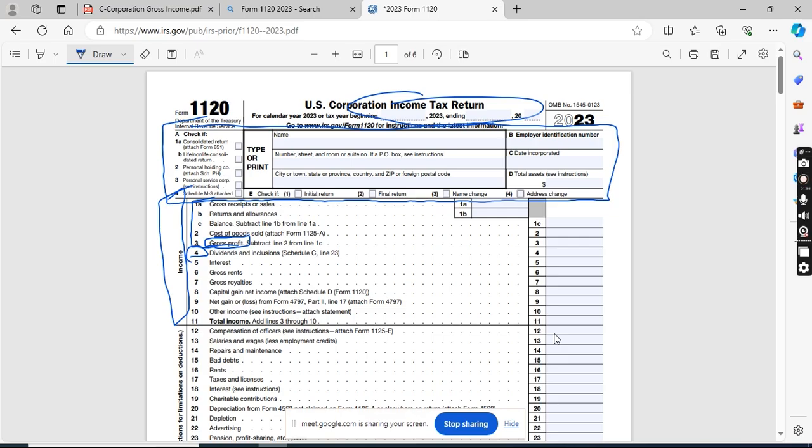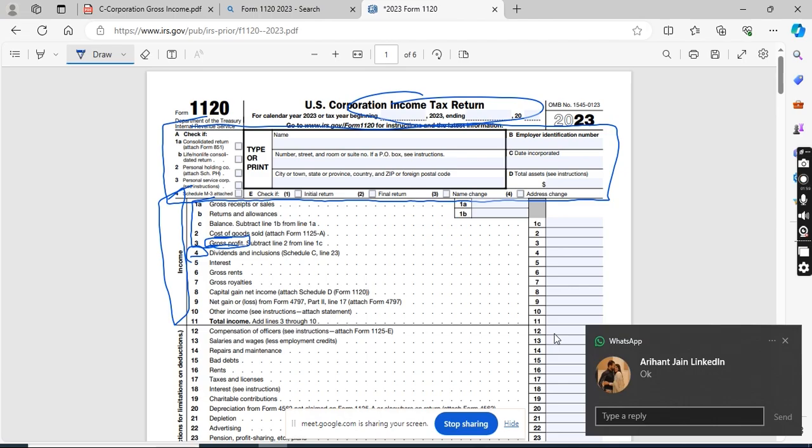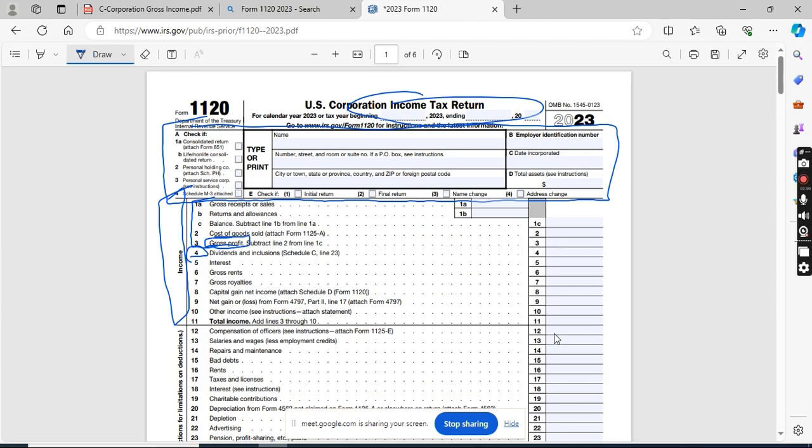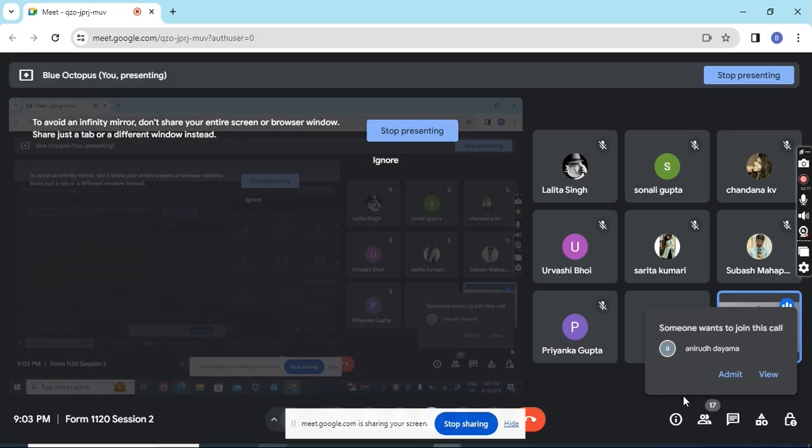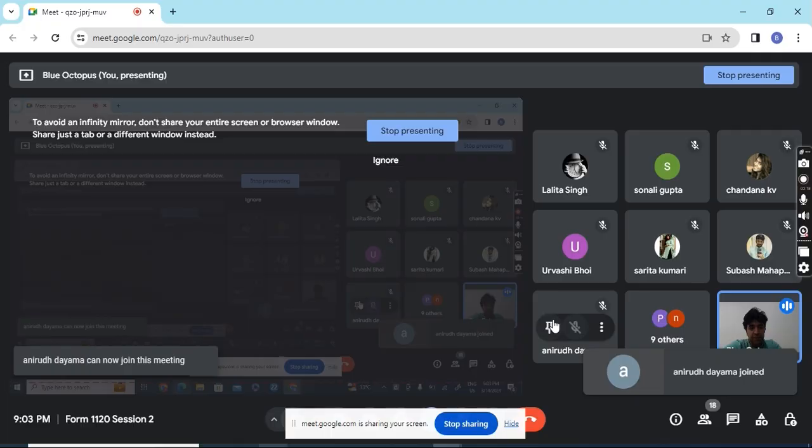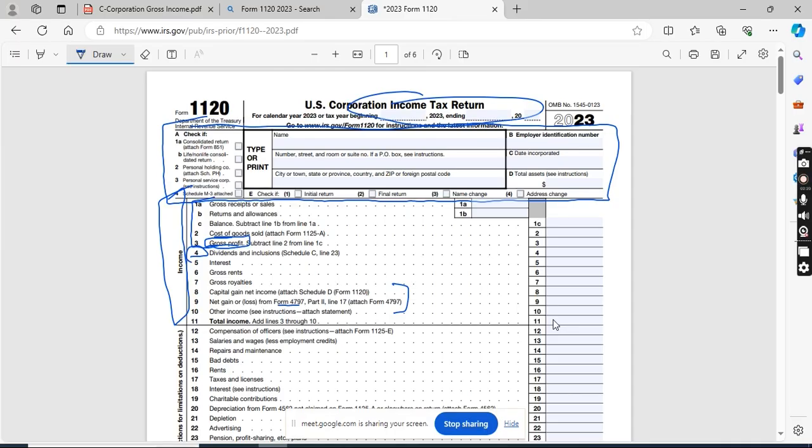Then net gain or loss from 4797. So 4797 is nothing but the sale gain or loss from sale of business properties. Okay, business use property. So we might take Schedule D and Form 4797 at the end, because it is again one of the major chapters that we may have to cover, right? And then some other incomes. So let's start with what all there is.